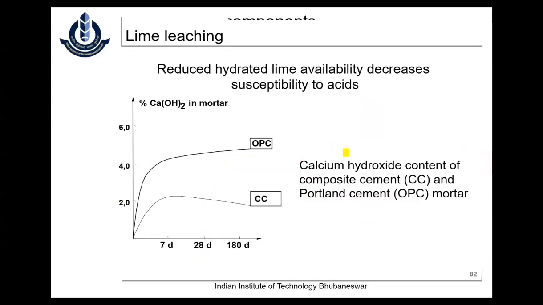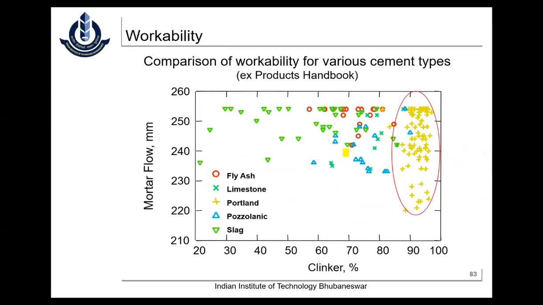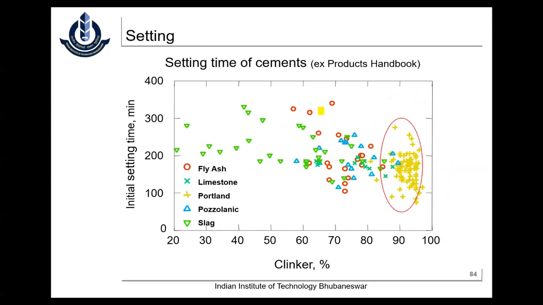And this is how the leaching can be reduced, definitely. Here is a comparison of workability of various cement types, which I got from somewhere. You see the clinker, the OPC, this is the reaction. The clinker has increased. What happened? The mortar flow. When I use fly ash, you see you have a fairly consistent mortar flow. The setting times were also the same.